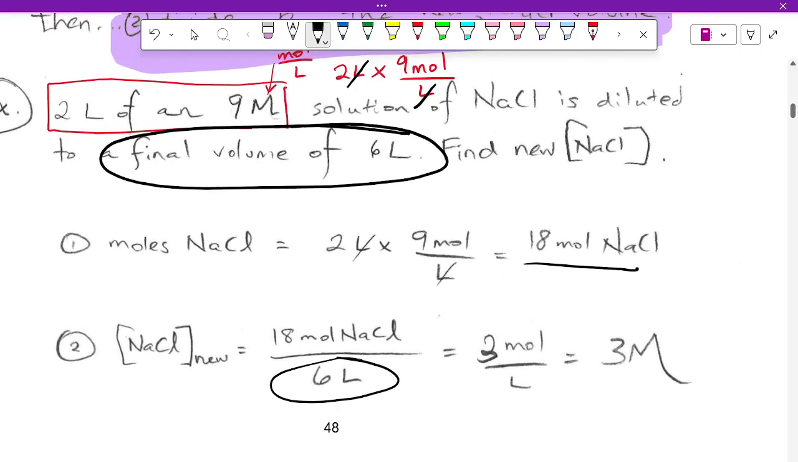This will always work. And this will work no matter what your ratio of ions is, no matter if you're mixing two solutions that both contain chloride. If you find the moles of chloride here and the moles of chloride here, and you add up all your moles of chloride and you divide by your total volume, this method will always work, okay?